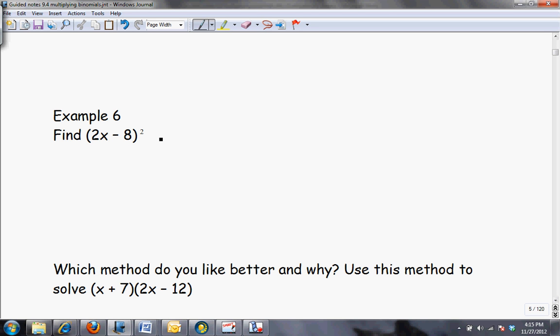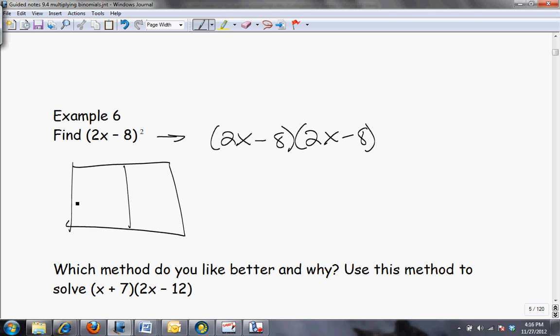All right, 2x minus 8 squared. Remember, don't kill a puppy. 2x minus 8 times 2x minus 8 is what this really means. We can't be lazy. We have to do it this way. So draw your box.